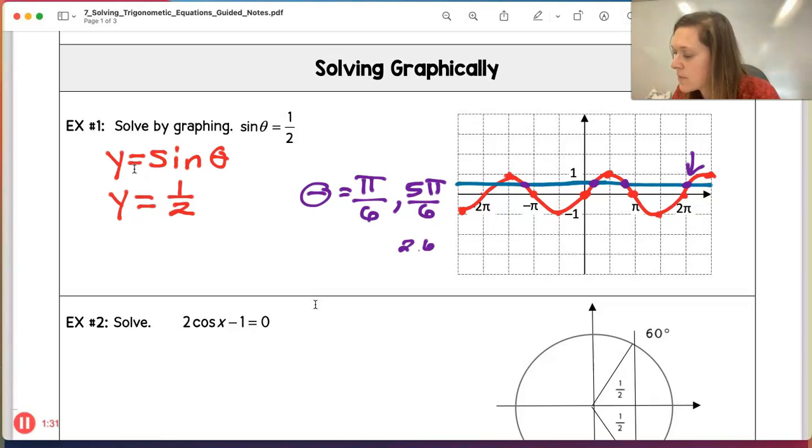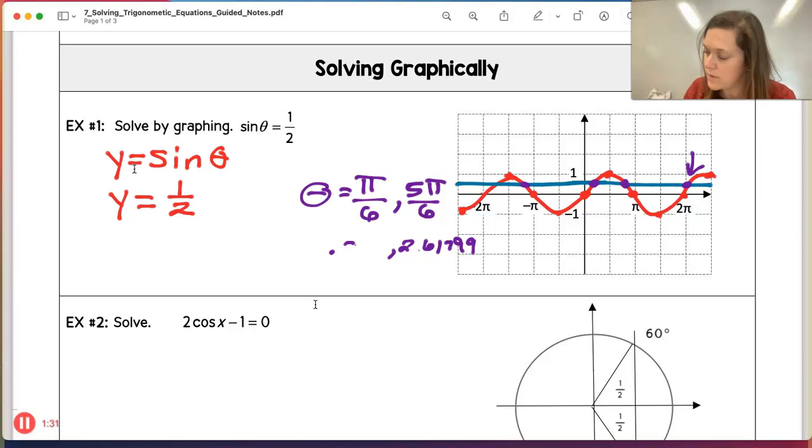So 2.61799, and the other one was 0.52359. So theta can be equal to those values just in the one rotation. If we were going a second rotation, then we'd find those coterminal angles. We could just add 2 pi to both those numbers and keep adding 2 pi, and I could keep getting an infinite number of solutions.